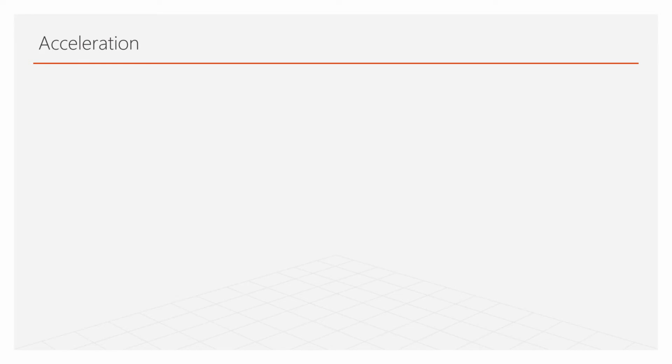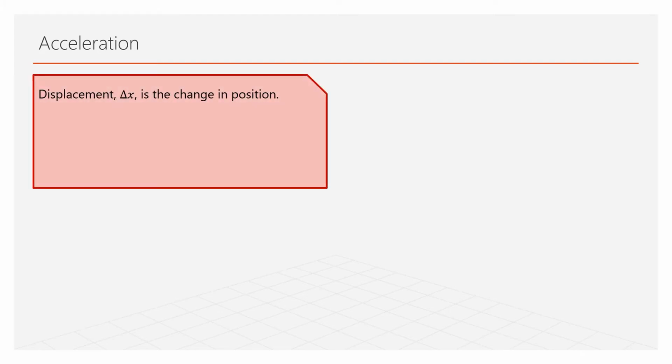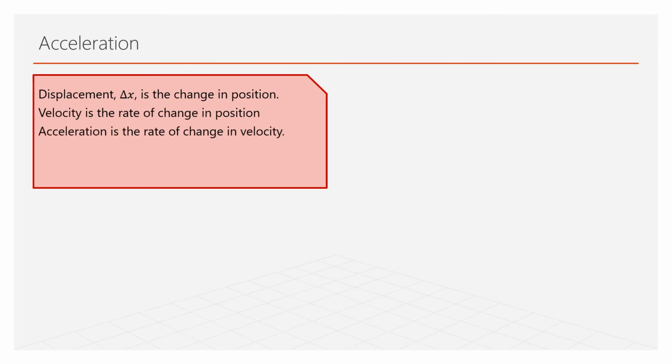The next topic is acceleration. We saw that displacement is a change in position. Velocity is the rate of change in position. Acceleration is the next step, and it is the rate of change in velocity. It is defined like this, where a, the acceleration, equals delta v divided by delta t.